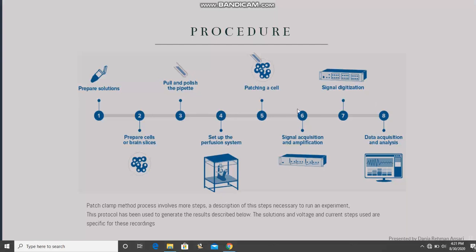Fill the recording micropipette with the electrolytic solution and place the silver chloride electrode in the solution. After preparing this, we set up the perfusion system. Turn on all the equipment, place the slice in the petri dish and the glass pipette in the pipette holder. Place the tip in the bath and focus the tip. After the perfusion system, patching a cell.